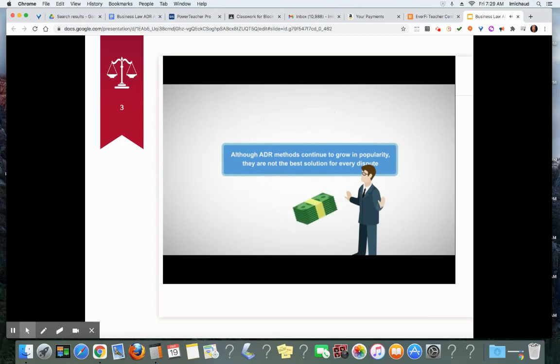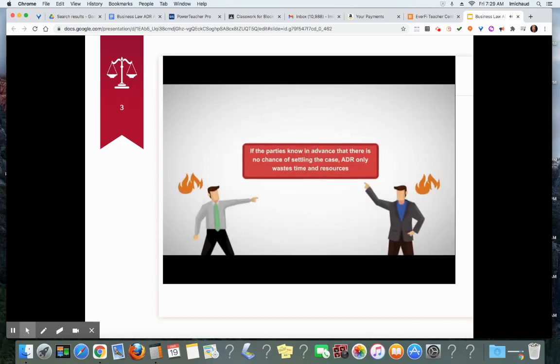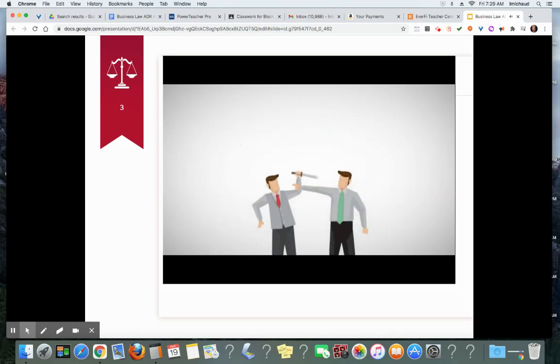Mediators and arbitrators generally charge a fee for their services, and if the parties know in advance that there's no chance of settling the case, ADR only wastes time and resources. In negotiation, one party might have an unfair advantage and can strong-arm the other into an unbalanced settlement. ADR may be a faster alternative to trial, but some violent or dangerous circumstances may require even more immediate court action, such as a restraining order. In these instances, the courts are the more appropriate venue.